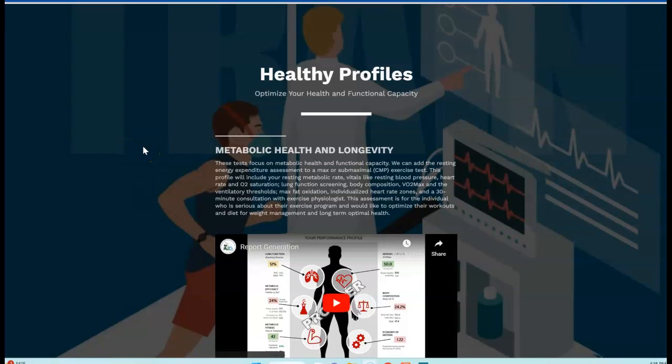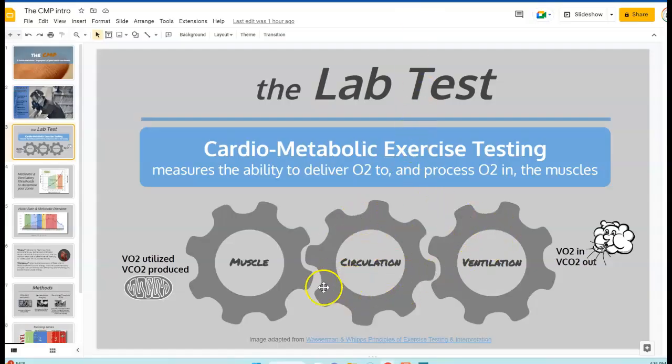All right, you've chosen the metabolic health and longevity or the healthy profiles assessments. That's what we have on this particular page. You have some choices. The central test really is the cardiometabolic profile. It's an exercise test where you're hooked up to an O2 CO2 analyzer, and we're actually looking at ventilatory and circulatory and metabolic response to a short exercise ramping protocol.